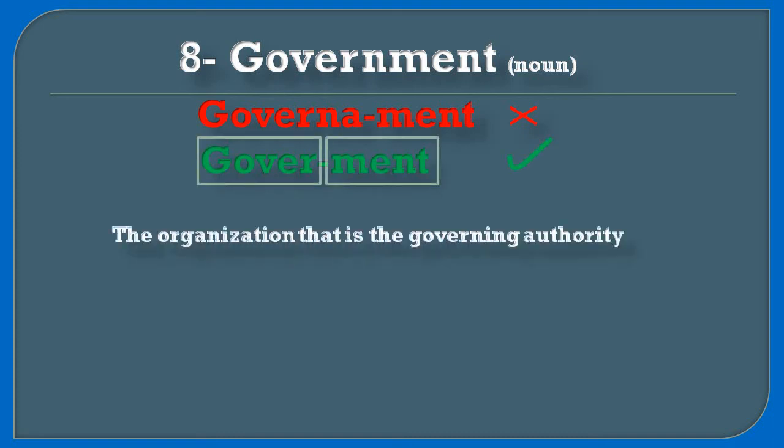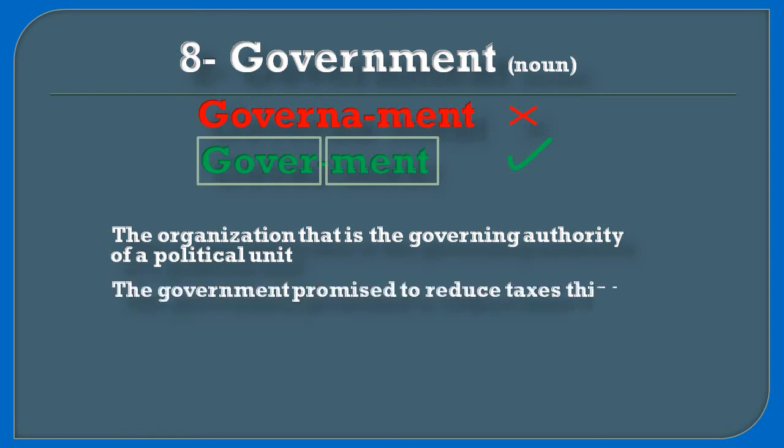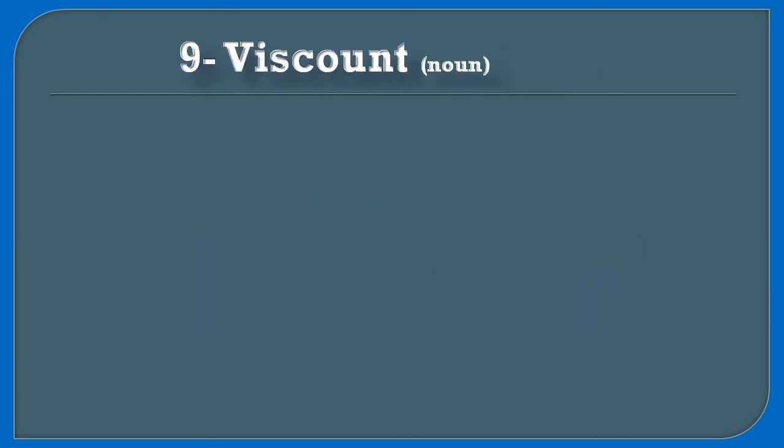What does it mean? The organization that is the governing authority of a political unit. A political group of people who rule the country or a state. The government promised to reduce taxes this year. Government.